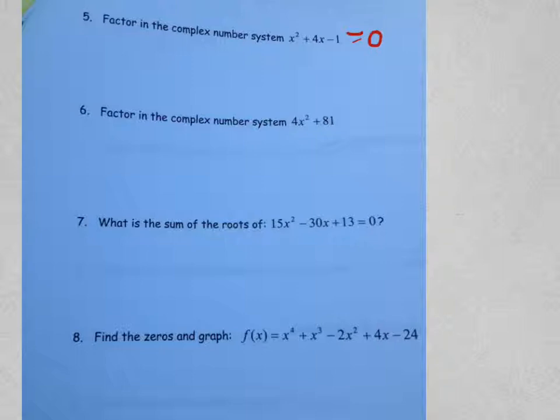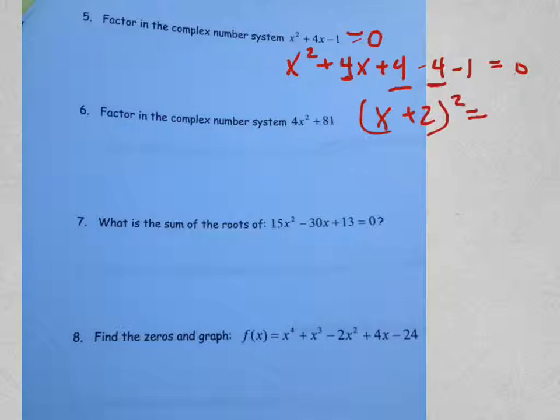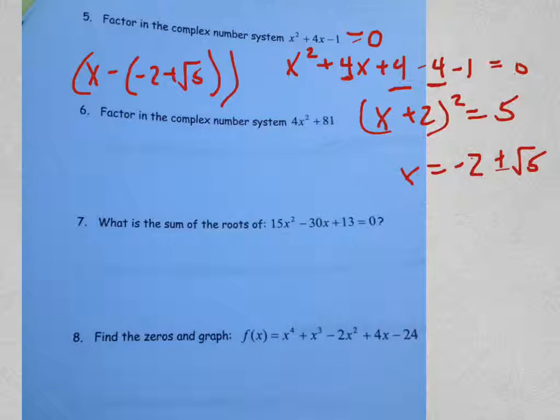So if I set that equal to 0 and I complete the square, really the best thing to do on this problem is to add 4, which is half of 4 squared, and also subtract 4. So I've introduced those. So I get x plus 2 squared equals 5, which means x equals -2 plus or minus the square root of 5. So my factors would be x minus -2 plus the square root of 5, and x minus -2 minus the square root of 5.